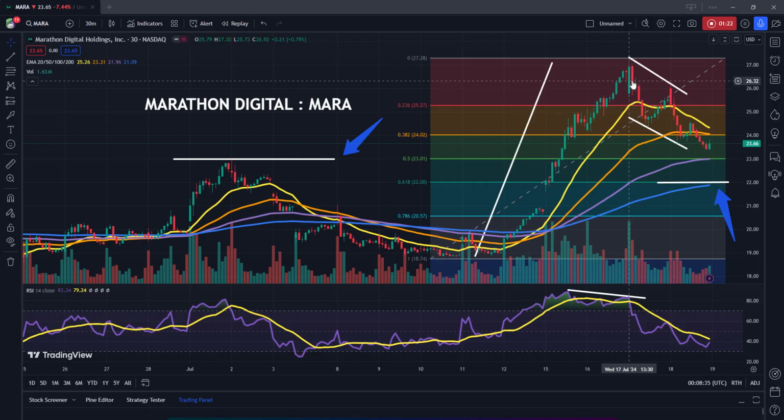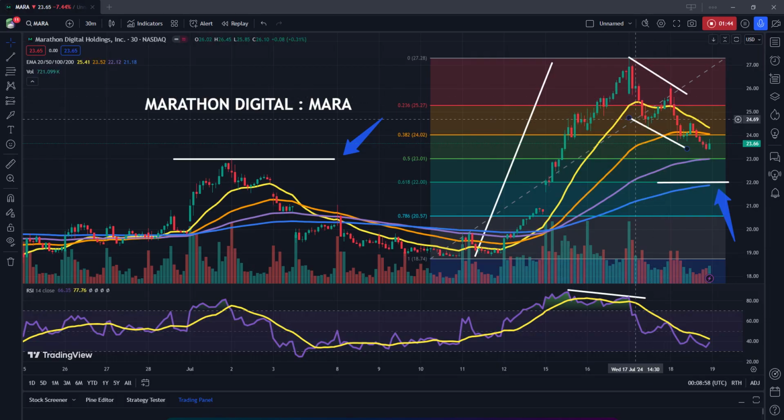Fairly quickly, we did break through the 23.6% Fibonacci retracement, which came in at 25.27. This coincided fairly well with the 20-period exponential moving average, which is the yellow line here. So we did see a bit of a confluence here, but there was a fair amount of selling pressure, and we did break through this level quite quickly.